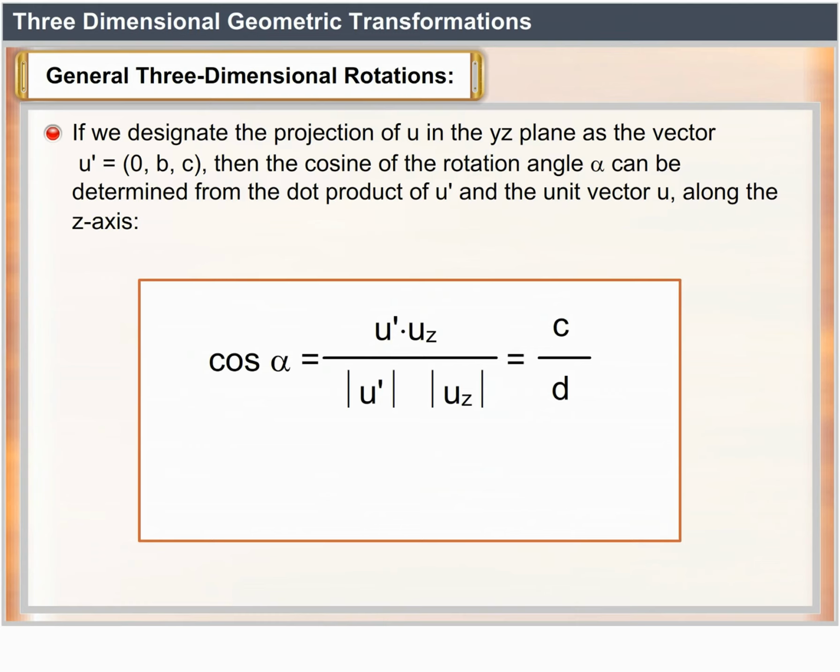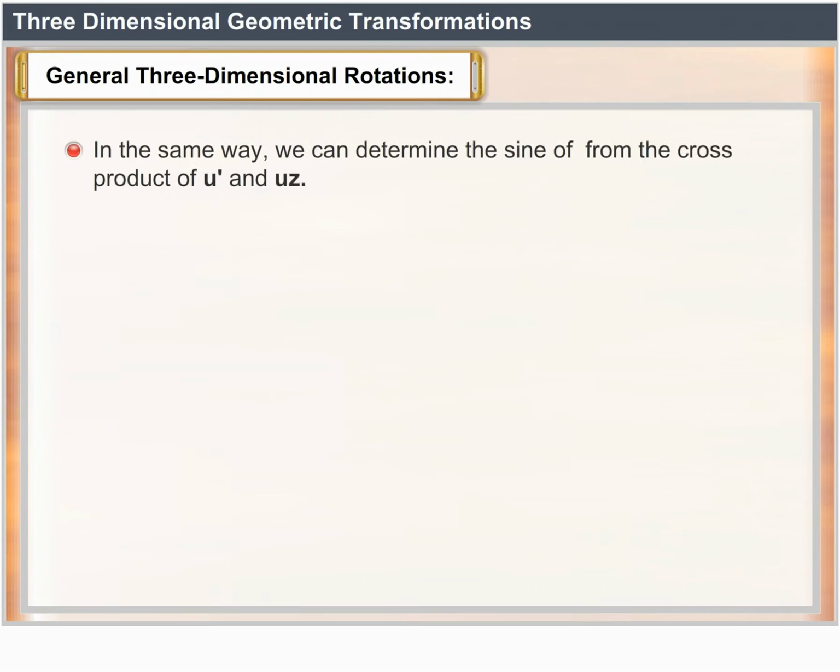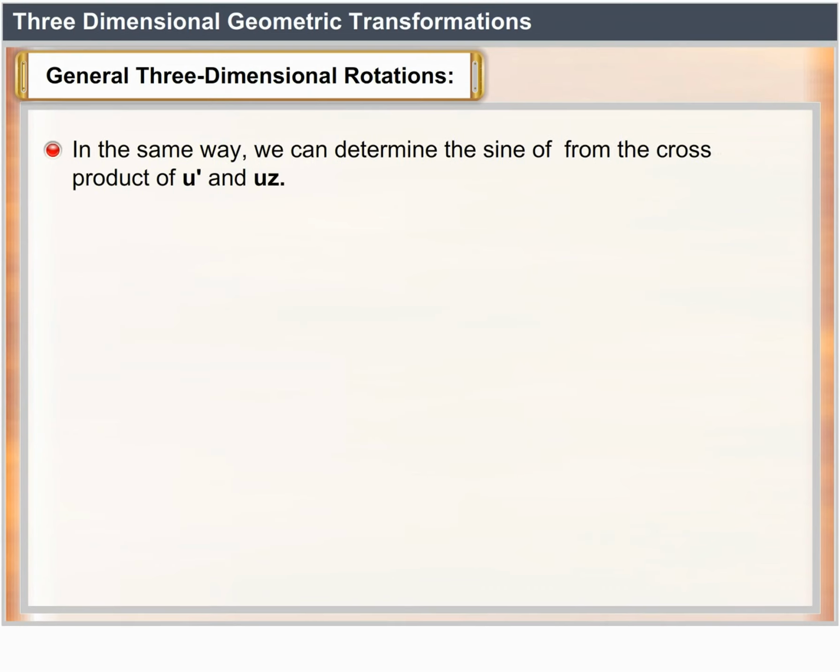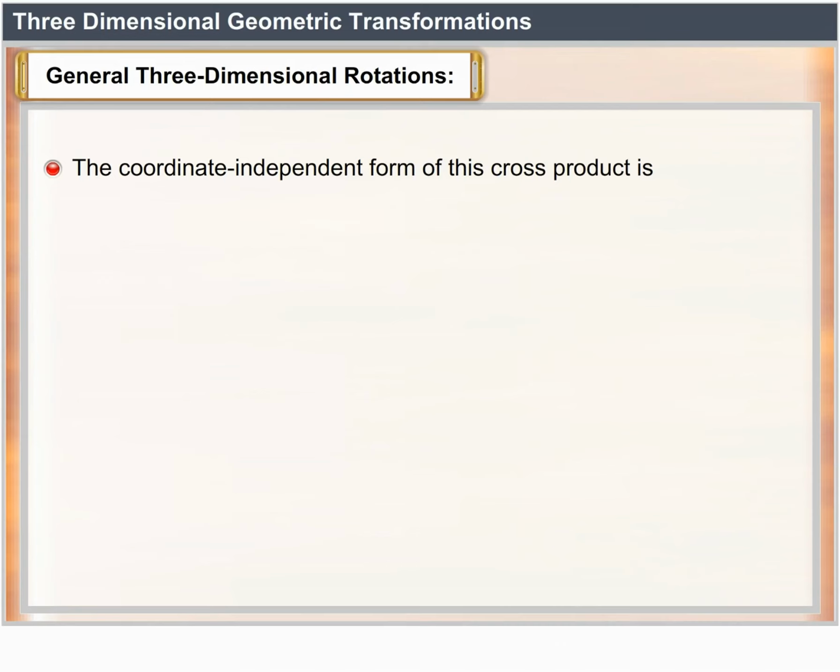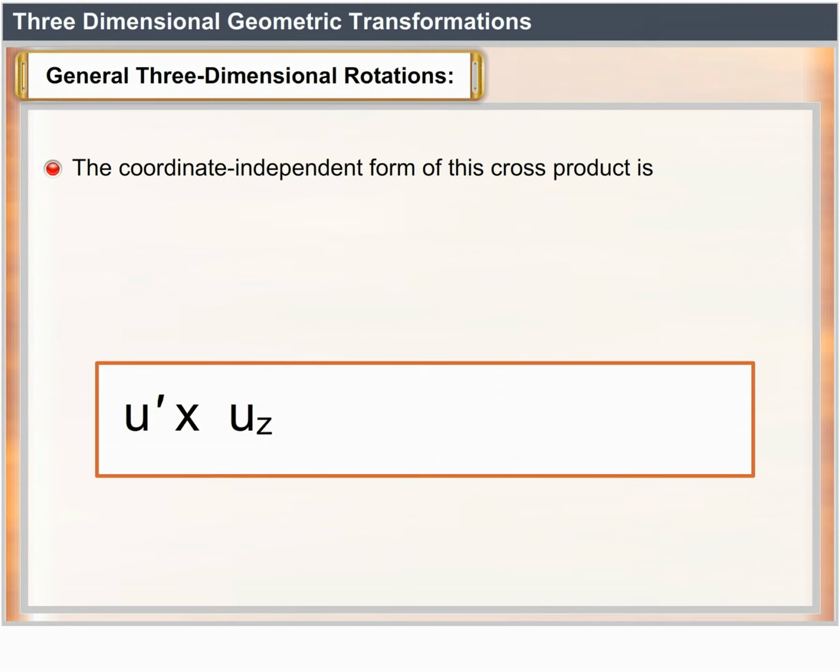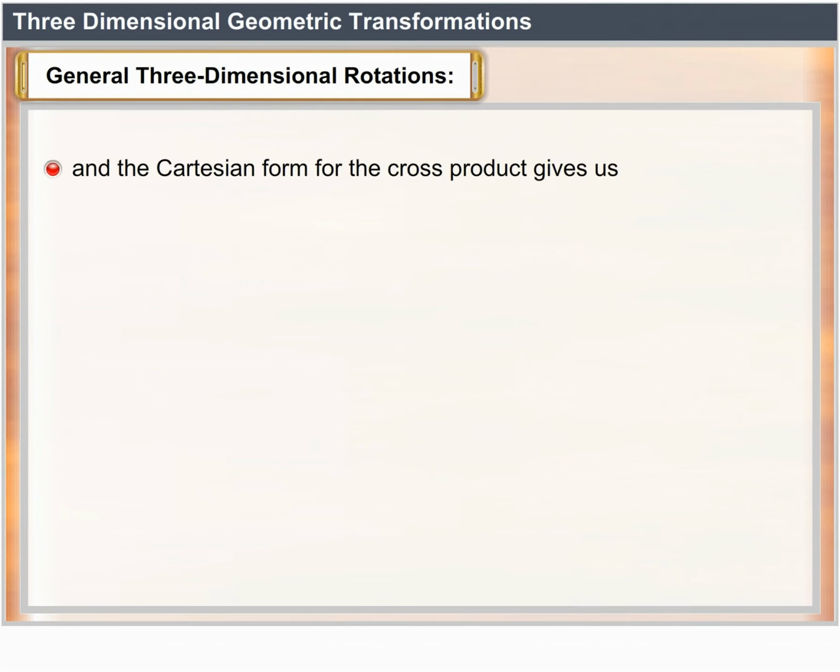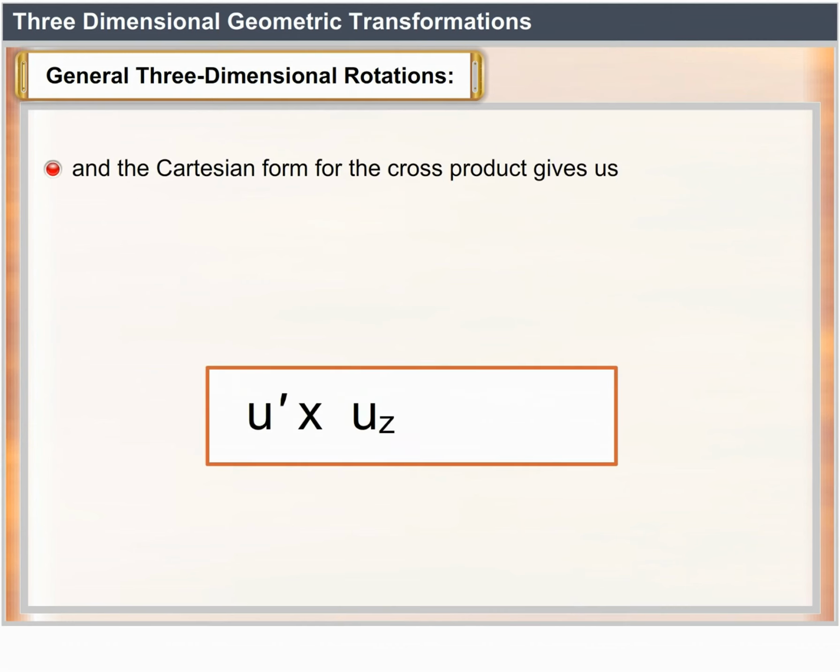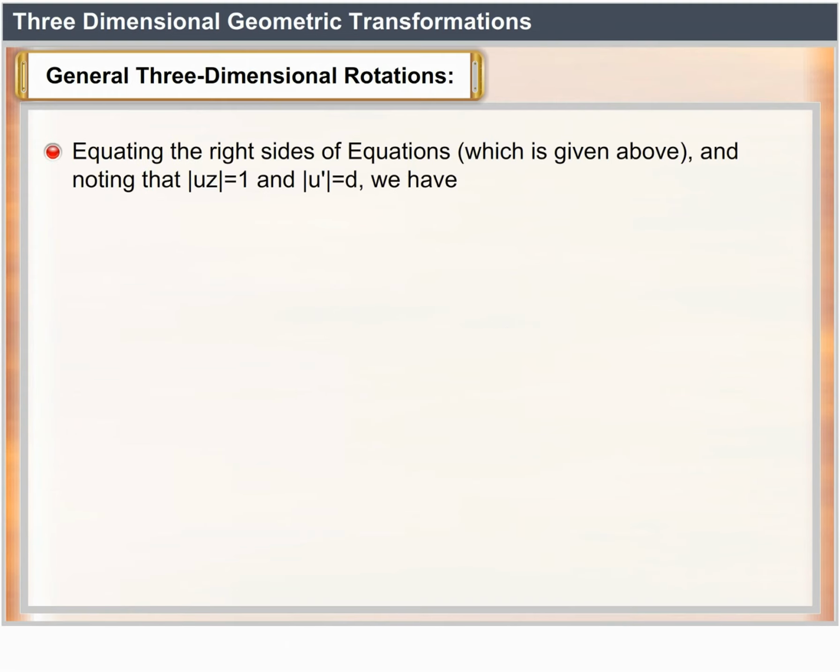Similarly, we can determine the sine of alpha from the cross product of u' and uz. The coordinate independent form of this cross product is u' × uz = ux |u'| |uz| sine alpha. And the Cartesian form for the cross product gives us u' × uz = ux b. Equating the right sides of the equations above and noting that |uz| equals 1 and |u'| equals d, we have d sine alpha equals b. Sine alpha equals b by d.